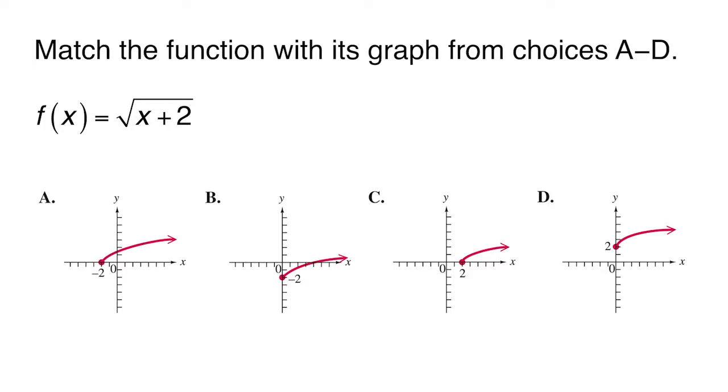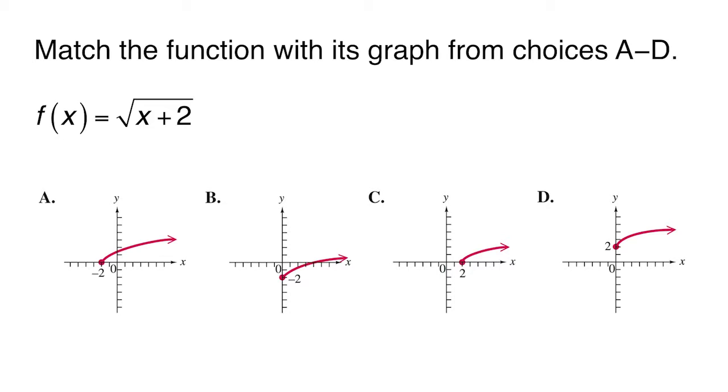In choice A, the starting point is (-2, 0). In choice B, the starting point is (0, -2). In choice C, the starting point is (2, 0). And in choice D, the starting point is (0, 2).